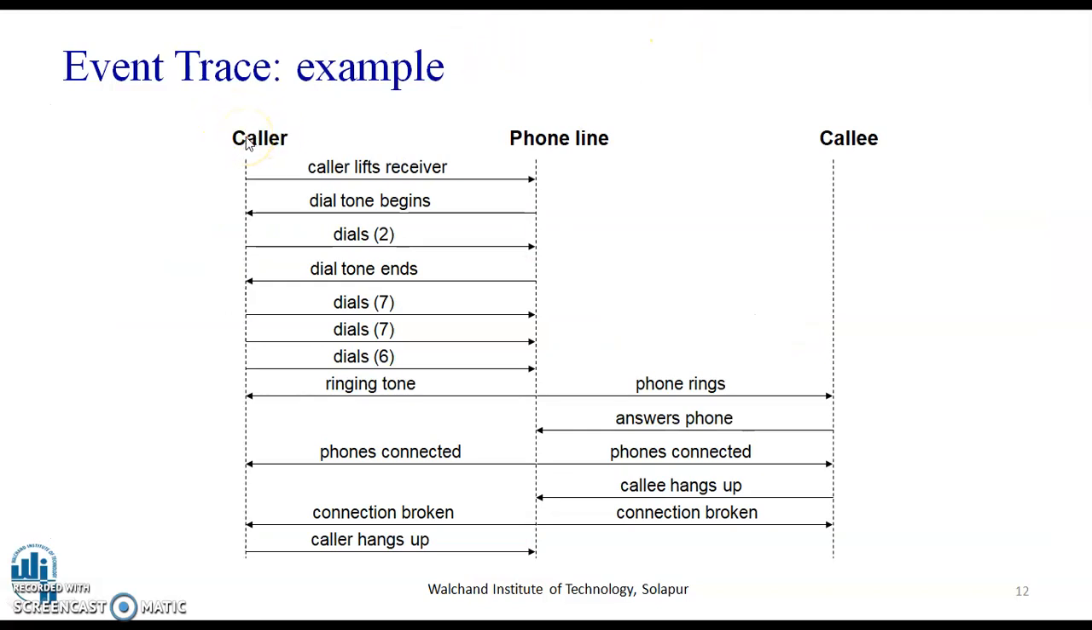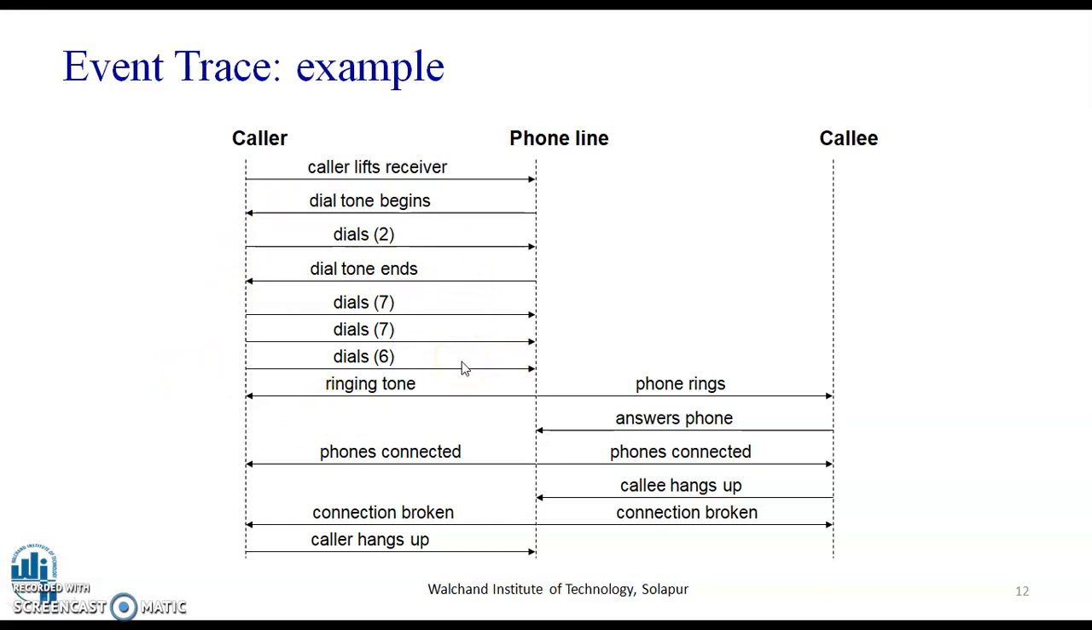Now, whatever objects we have identified in the scenario, for this particular example, the phone line, the caller, and the callee, are represented here. The timeline is shown by a dotted dashed line from top to bottom. The events are shown by horizontal lines, and now we can see from the beginning that the caller lifts the receiver of the phone line, then you can hear the dial tone from the phone line, then the dialing of the numbers begins.